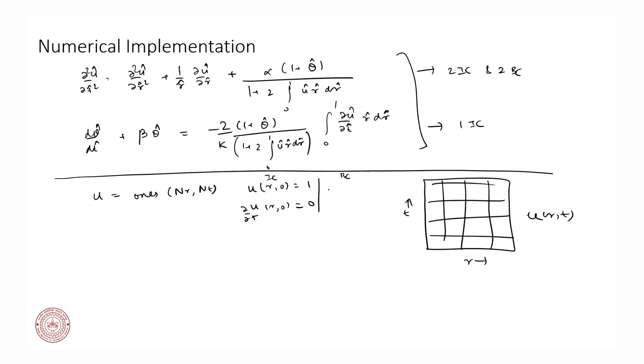Then our boundary conditions: we have u at 0 comma time t, ∂u/∂r equals to 0, and u at 1 comma t is equals to 0. That is, the edges are fixed and at the center it is asymptotic, it becomes flat. So, that means the left hand side and right hand side are symmetric and the model is axisymmetric. Likewise, you can define your theta as some ones of nt comma 1 and your theta has an initial condition of theta of 1 is equals to some value, say 3. So, you have defined some initial condition.